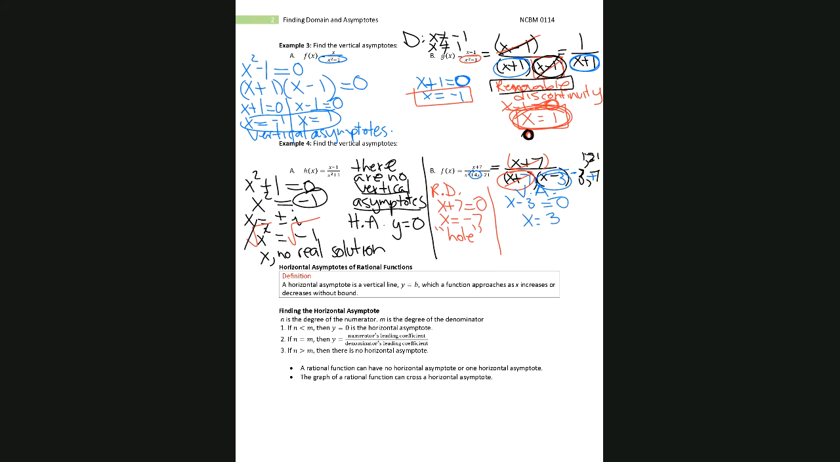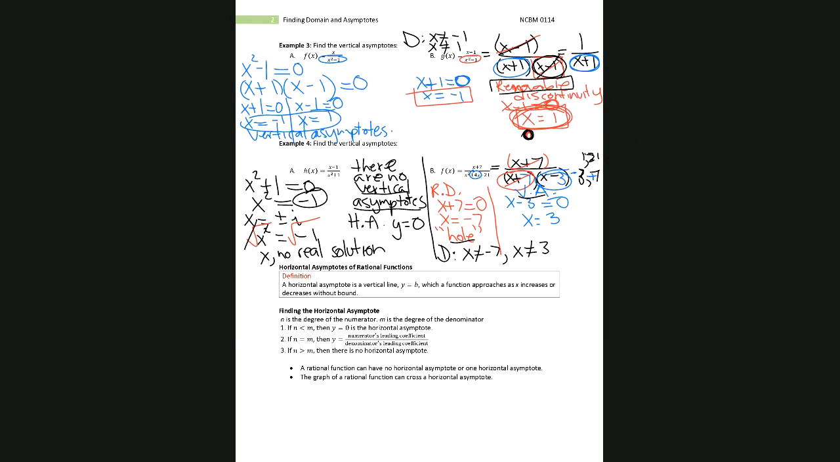Now, if we go back and the question says, what is the domain? We will still exclude negative 7 and we will exclude positive 3. We must exclude both of them, the hole and the vertical asymptote.